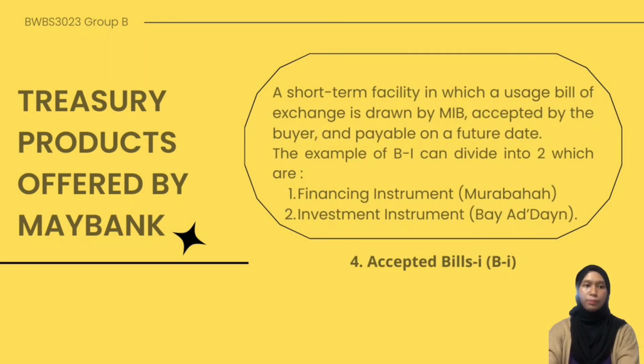The last treasury product offered by Maybank is Acceptance Bill Islamic. Acceptance Bill Islamic is a short-term facility in which a usance bill of exchange is drawn by MIB, and it is also accepted by the buyer and payable on a future date. The acceptance bill can be divided into two: the first is a financing instrument, which is based on the murabahah concept, and the second is an investment instrument, which uses the wadiah concept.